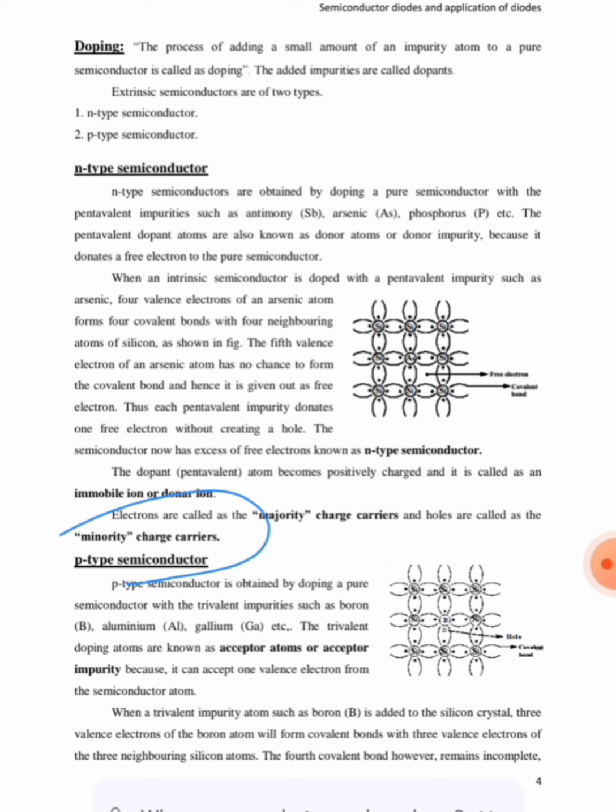For the same semiconductor, if we add a trivalent impurity, tri stands for 3. What is the meaning of trivalent? An atom which has 3 valence electrons is called a trivalent atom. So in order to get a p type semiconductor, we add a trivalent impurity atom, and the examples of trivalent impurity atoms are boron, aluminium, gallium, etc.